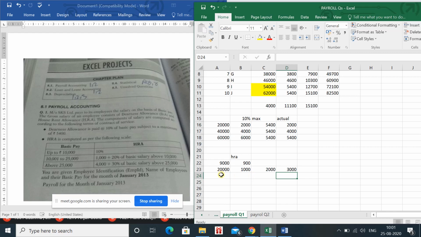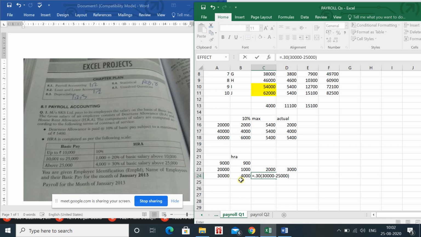Now I'm taking the example of a salary which is above 25,000. Suppose your salary is 30,000. In that case, the fixed value which you will receive will be 4,000, plus you are required to calculate 30% of the salary which is above 25,000. So the actual salary which you have is 30,000, and the excess over 25,000 would be calculated.